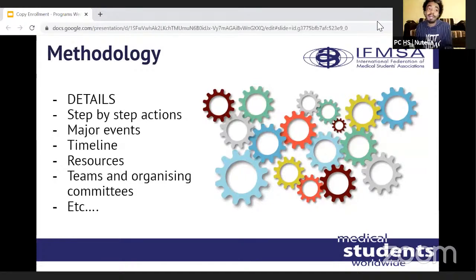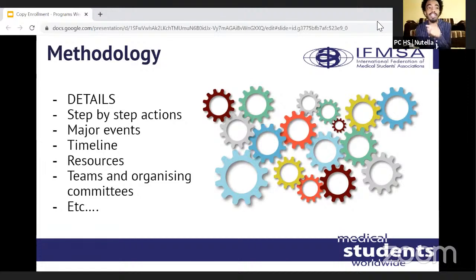So we're going to talk about the methodology, which is something that has been touched upon. Usually when activity coordinators or people who are carrying out activities come to the enrollment form, they presume the methodology is just mentioning if this activity is a campaign, or a workshop, or whatever, which is kind of true, but not the entire extent.